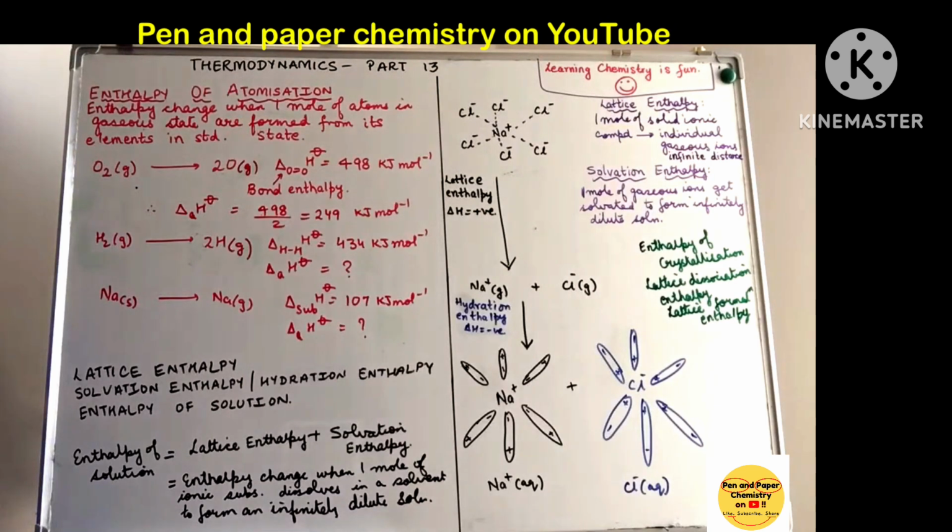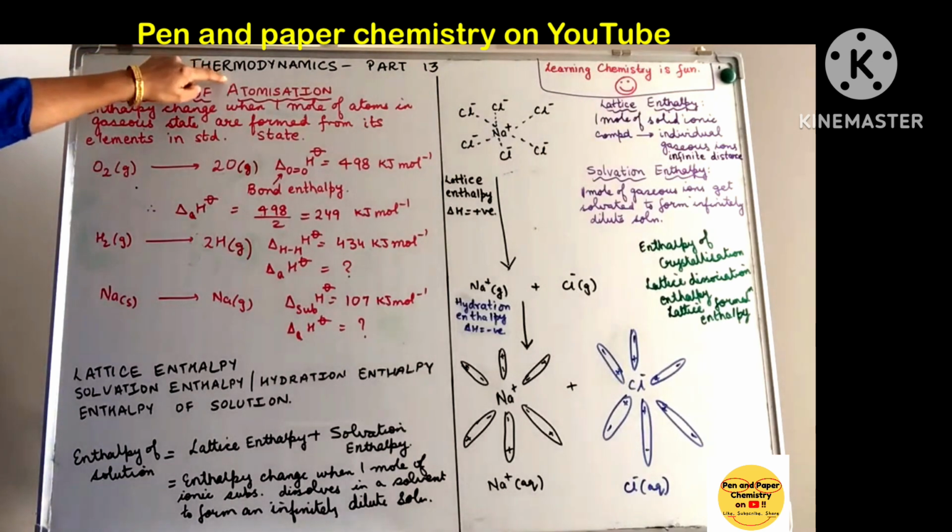Students, welcome to part 13 of the topic Thermodynamics. Enthalpy of atomization, lattice enthalpy, solvation enthalpy and enthalpy of solution. These are the terms which we had spoken about under the heading Born-Haber cycle, and there I had mentioned that we will take them up as a separate heading so as to not confuse between the various definitions, especially the lattice enthalpy.